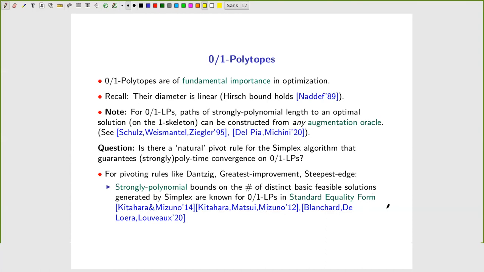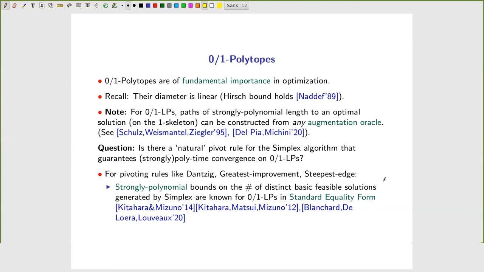And also, this is a strongly polynomial bound on the distinct number of basic feasible solutions generated by the simplex, so basically the number of extreme points visited. This is not taking into account the degeneracy. We'll go back to that later.